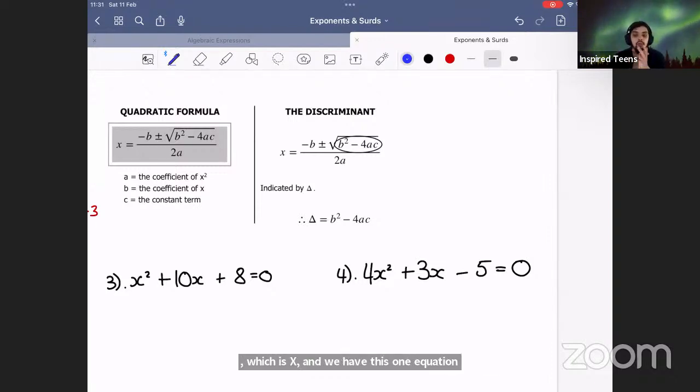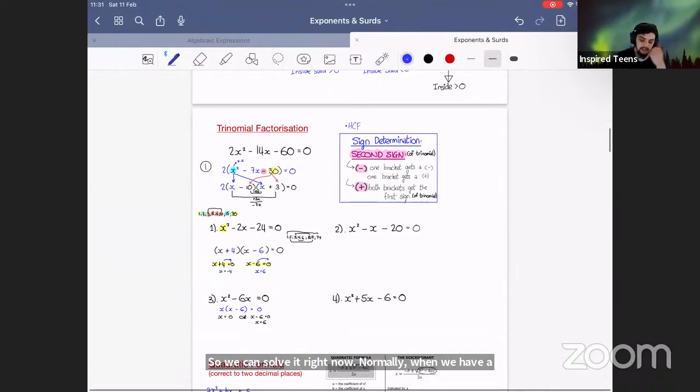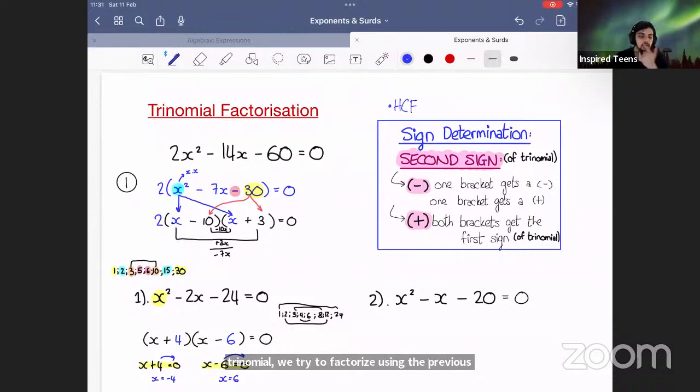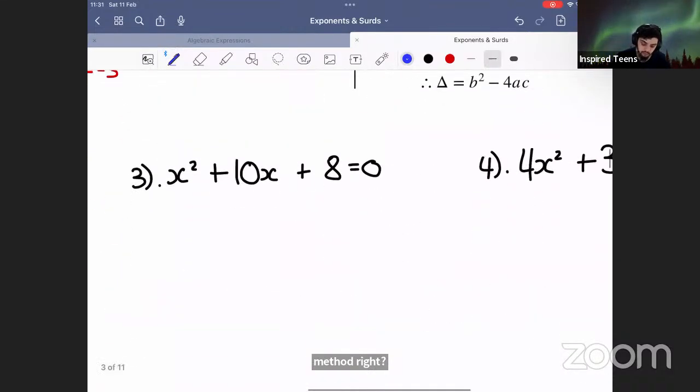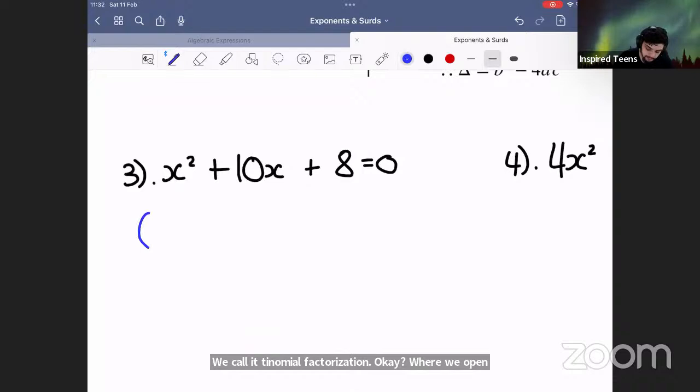Normally when we have a trinomial, we try to factorize using the previous method. We call it trinomial factorization, where we open up our two brackets and so on and so forth. So let's try it for this example.